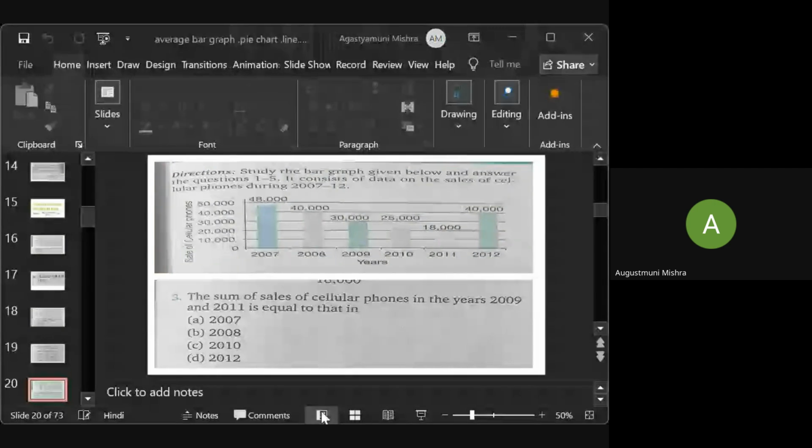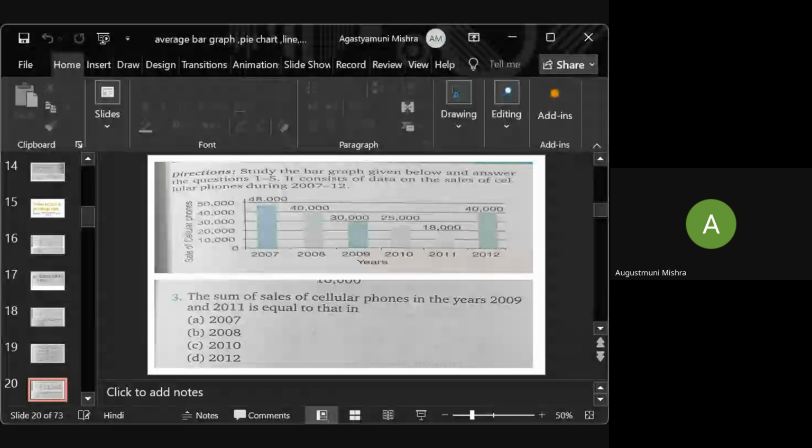One more minute we have. Those who have not given your answer, please just put it in the chat box. Half a minute left. I'm going to change the slide. Most of you are saying A. That is 2007. It is mentioned here.